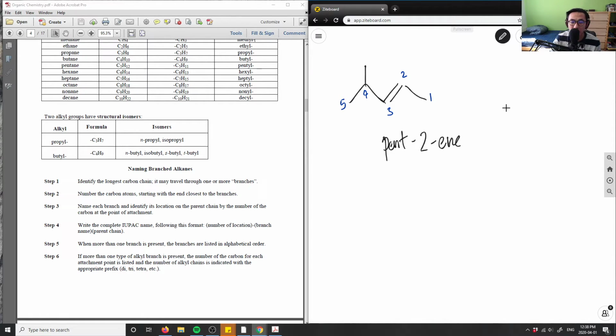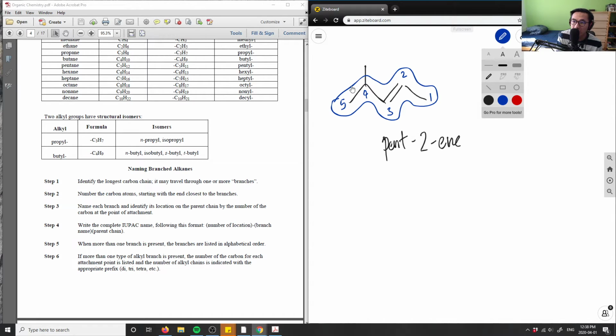Why do we do that? We put the 2 here to state the location of the double bond, and ENE represents the double bond. So 2 represents the location, ENE represents the double bond, and pent represents the main chain. Are we done yet? We are not done yet, because remember, this here is our main chain.